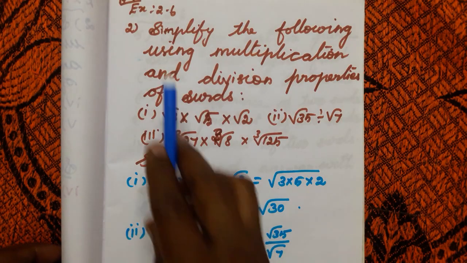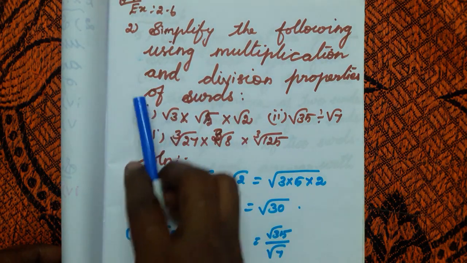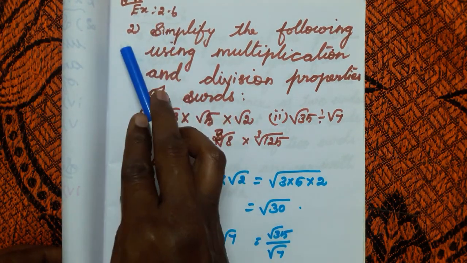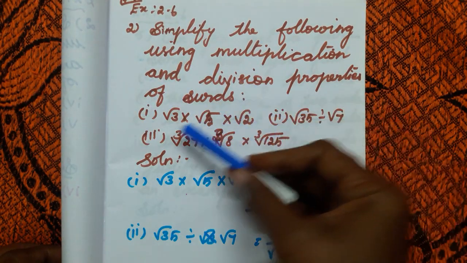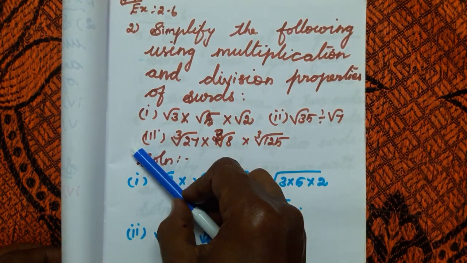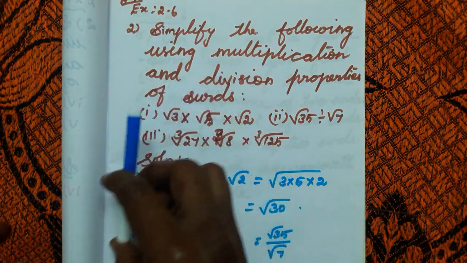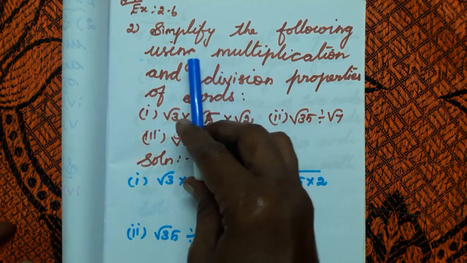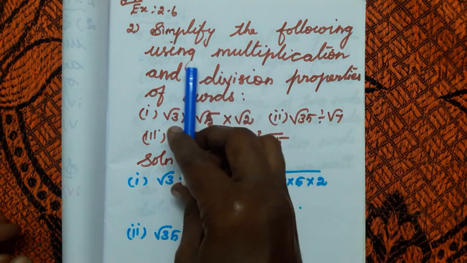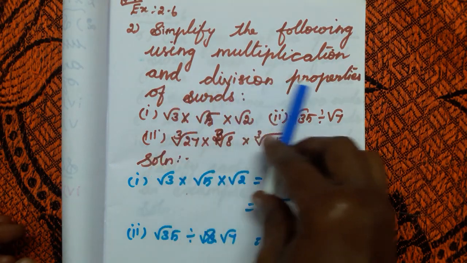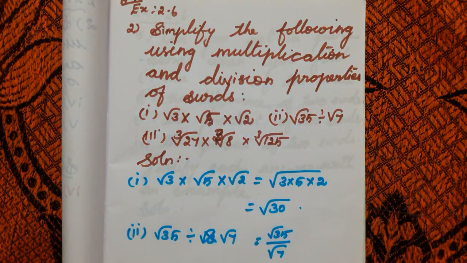In the previous class, I have given 3 problems as homework. Exercise 2.6, second problem, first, second and third problem. Have you all completed? Okay, students, take your homework note and check your answers. Simplify the following using multiplication and division properties of surds.